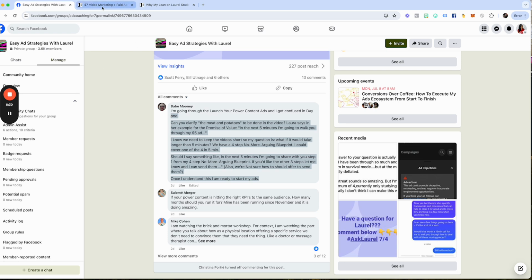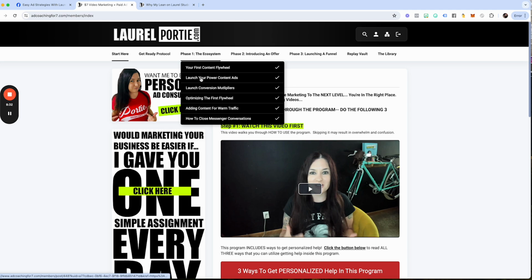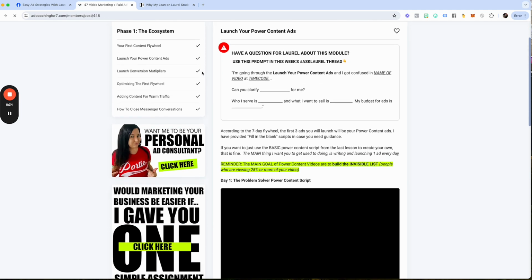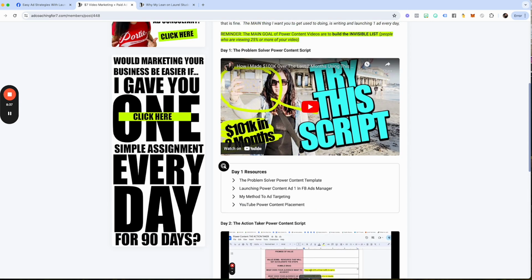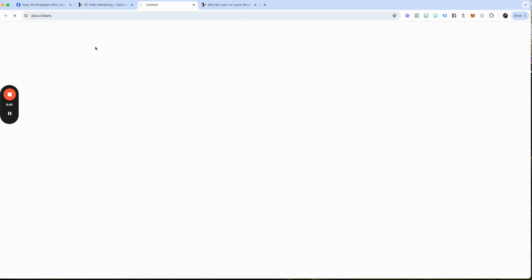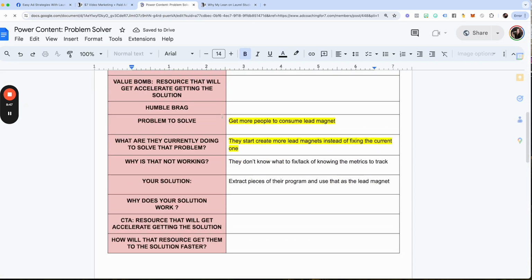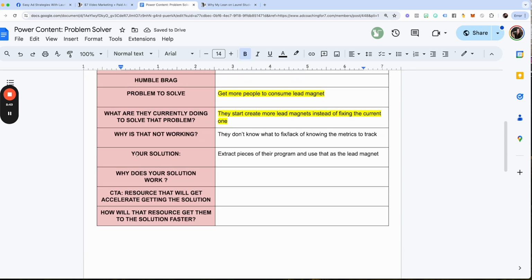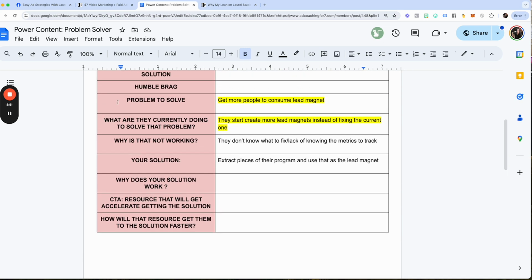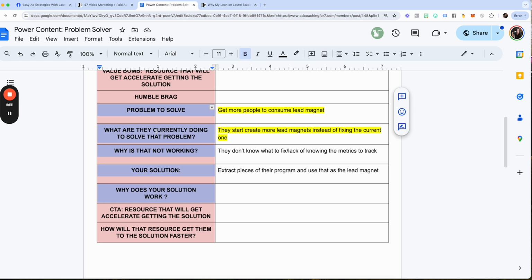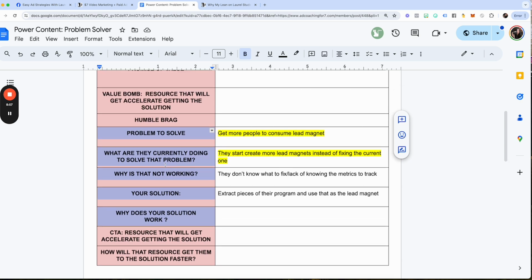So let's see if we go into here and we pull up the power content ads, right? If you're on day 1, this video actually walks you through how to break up all of your offers. And then if you go to the template, the meat and potatoes is actually this part right here, the problem that you solve. This is how you would use the meat and potatoes, right?